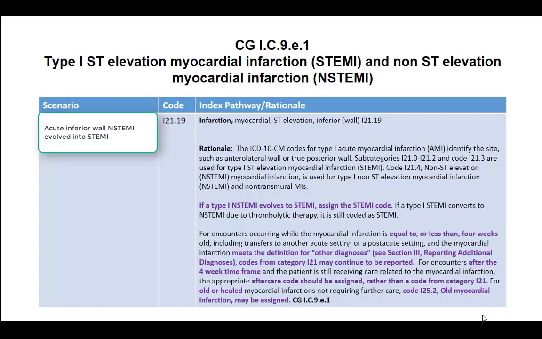In our rationale, it tells us that type 1 acute MIs identify the site, which in this case is acute inferior, and then subcategories I-21.0 through I-21.2 and code I-21.3 are used for type 1 ST elevation MI or STEMI. So our main term is infarction, subterms myocardial, ST elevation, inferior wall, I-21.19.